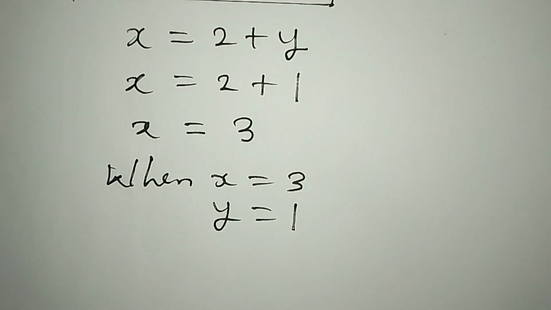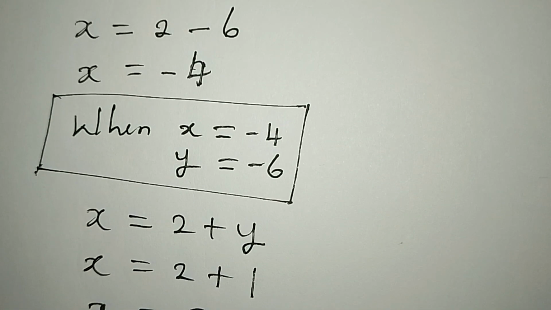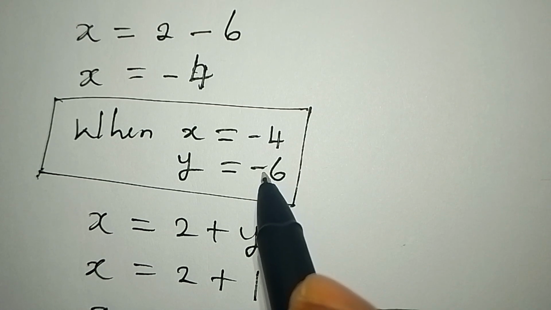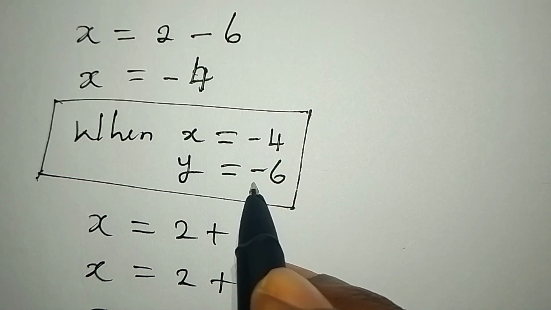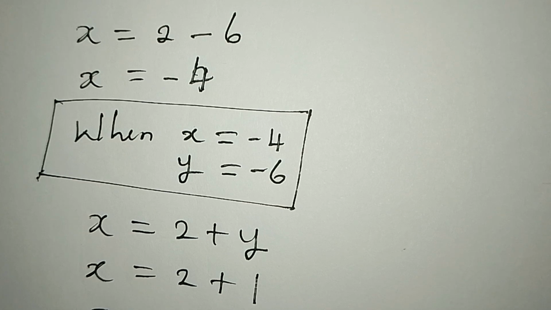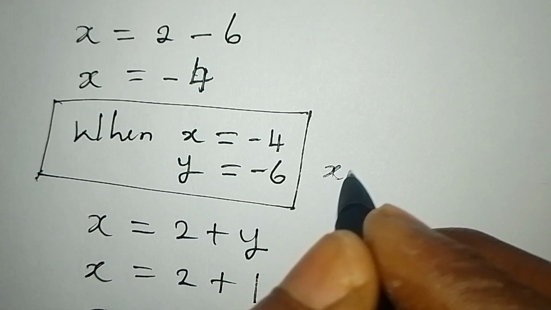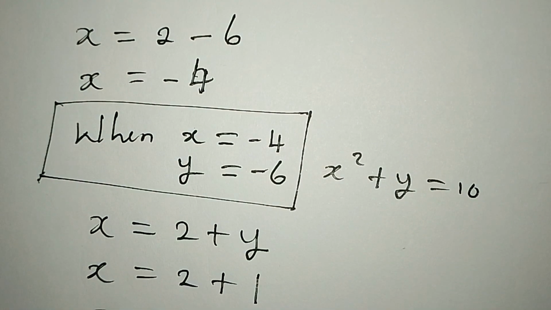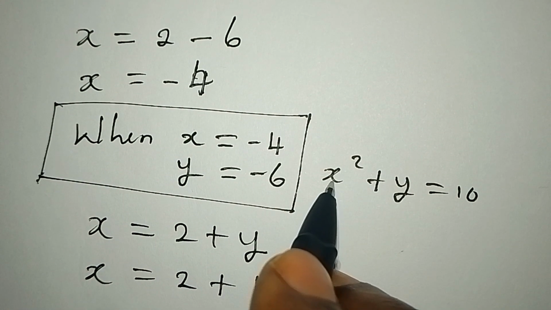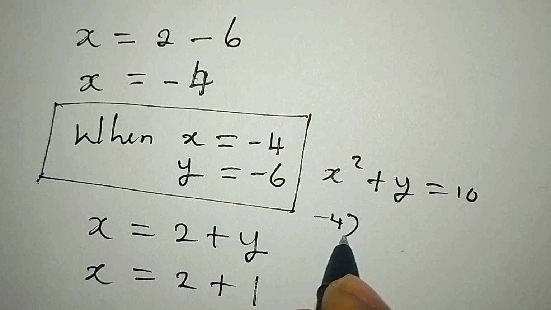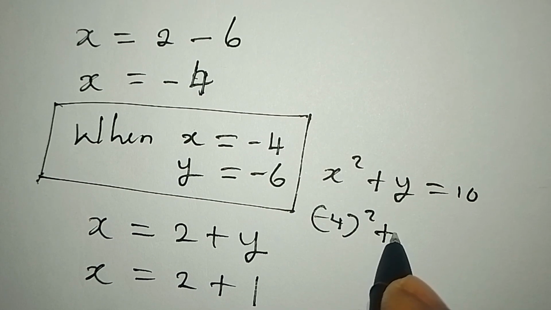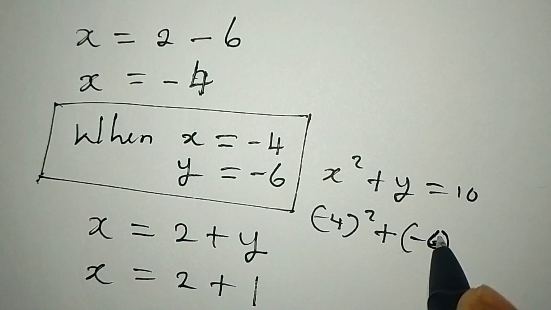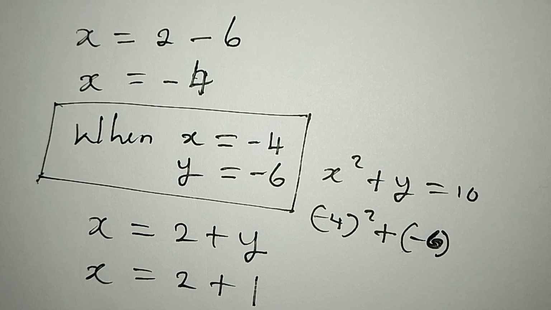Now let's get the two pairs of solutions and then we put them in. This is the first pair of solutions, right? Now our equation 1 is x squared plus y equals 10. So now our x squared will now be minus 4 squared, then we have plus, what's our y? Our y is minus 6. Now, will this give me 10? I'm trying to confirm, right?